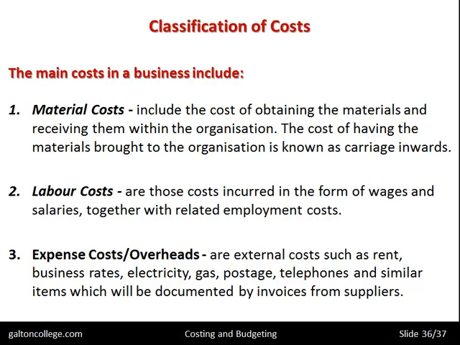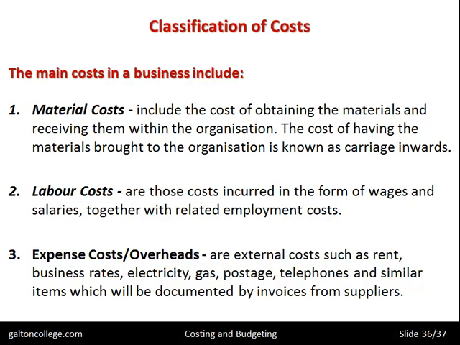And there will be expense costs and overhead costs. These could be external costs such as rent, business rates, electricity, gas, postage, telephones. So all of the services that the business needs to run will have to be charged as well and accounted for, and these will be assigned to the products, and it's then hoped that the markup will cover all of these because they will be apportioned.